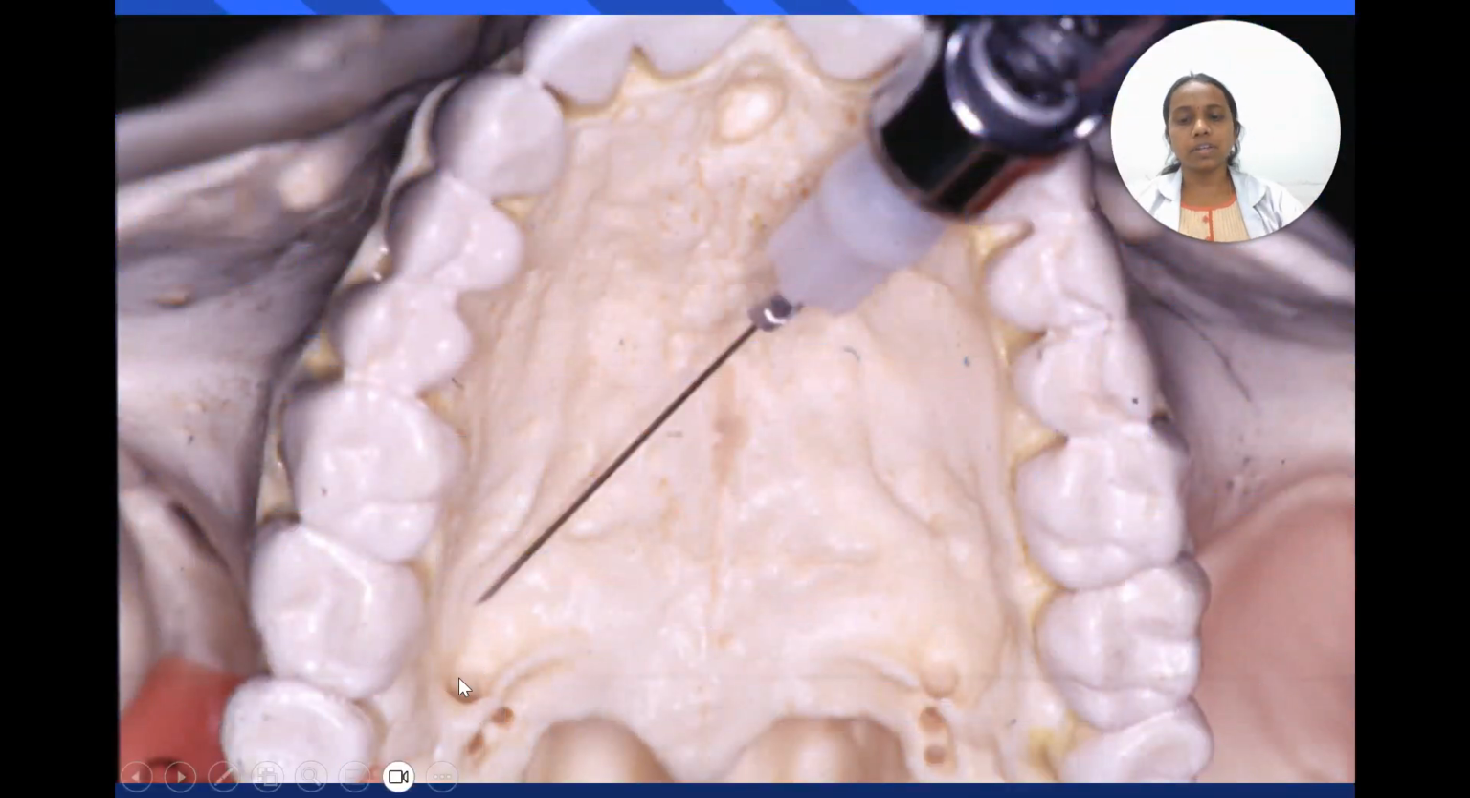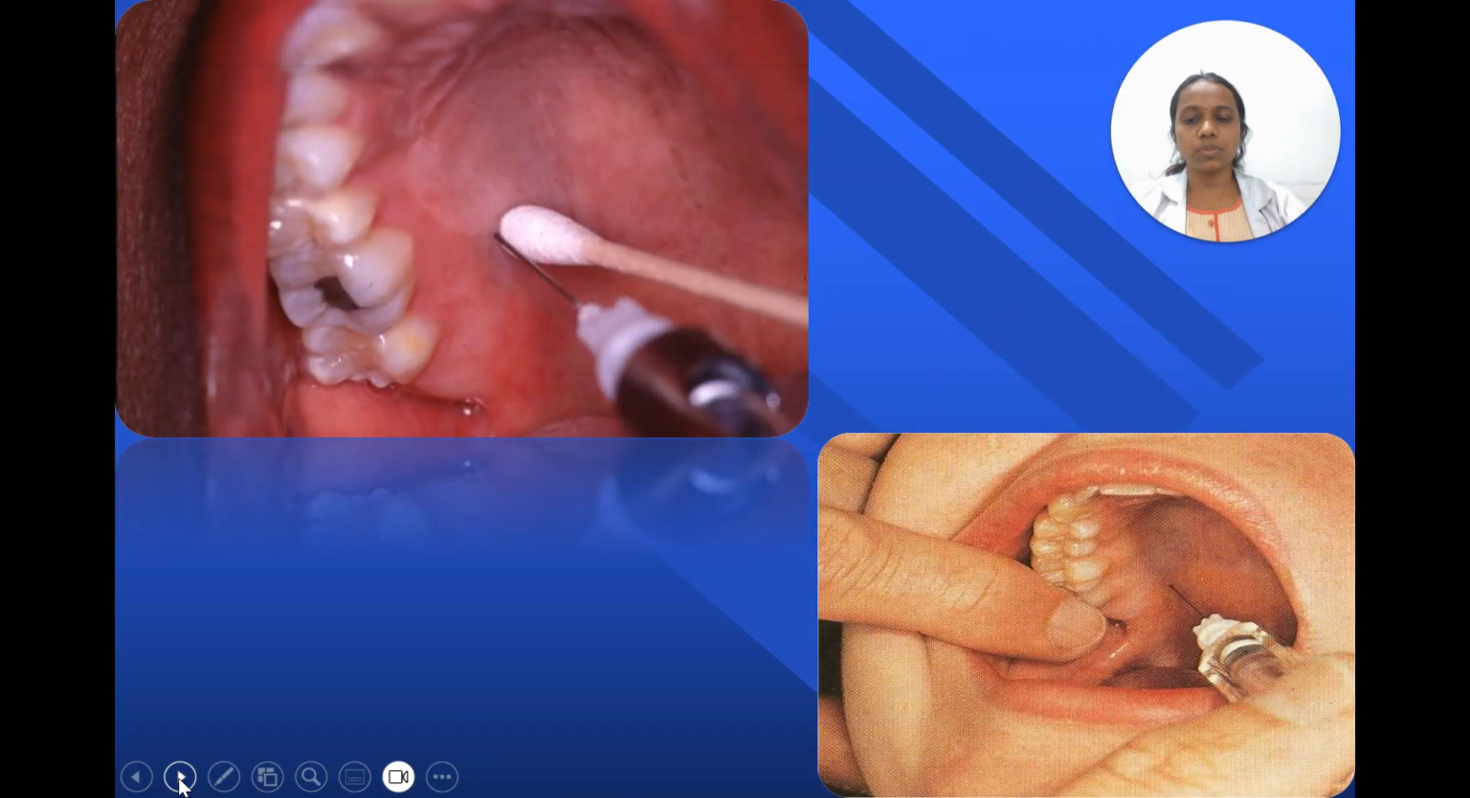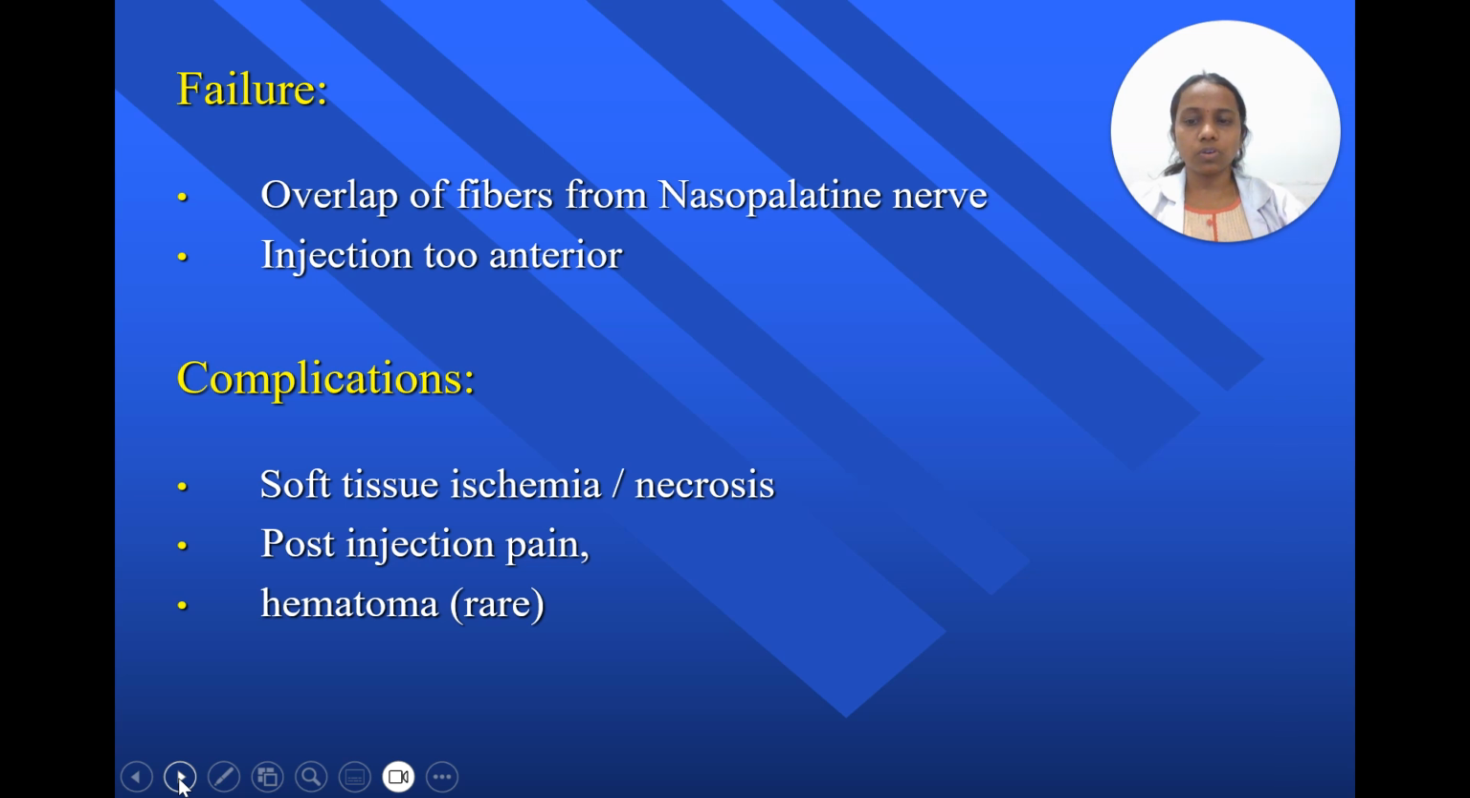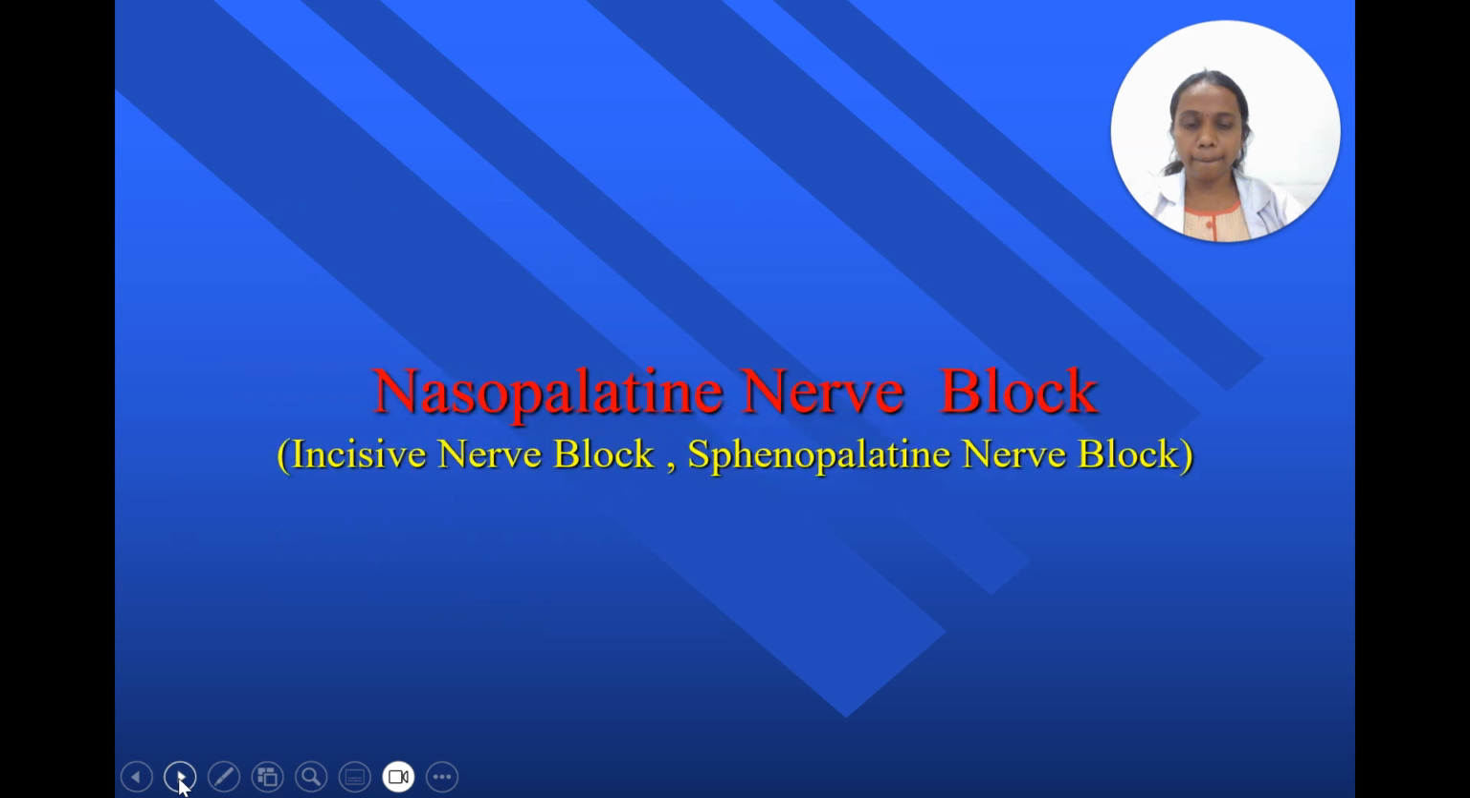So identify the greater palatine opening, opposite the crown of either the third molar or between the second and the third molar. Once it is identified, anesthetize with a cotton swab, and then slowly enter the tissue opposite the crown of the second molar, about a centimeter away from the free gingival margin. Once you contact the bone, withdraw a millimeter, slowly aspirate and deposit the solution.